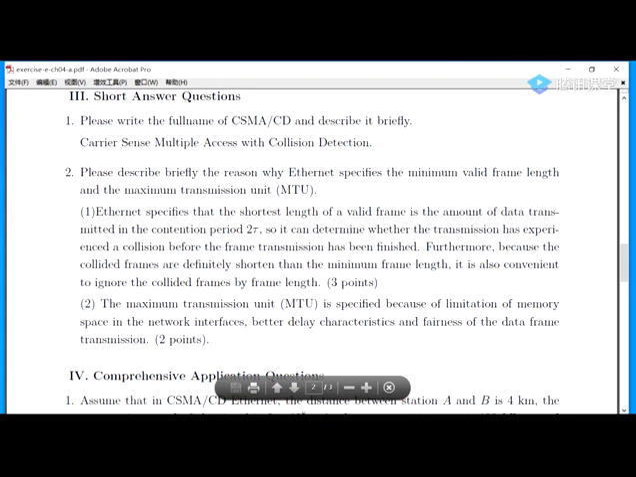The reason 2, for better delay characteristics. If the transmission unit is not limited, then when a long transmission is carried, the delay will become worse. So for better delay characteristics.